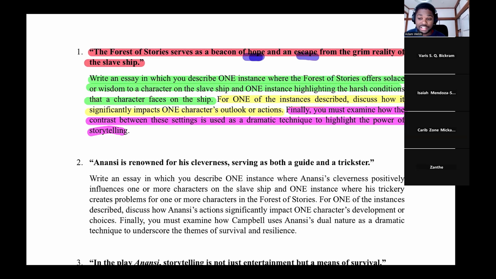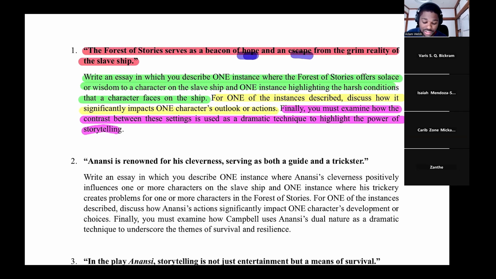And so when you're planning the points for your essay, you're going to plan based on these 3 sections here, 1, 2, 3, right? You're going to write an essay in which you describe one instance in the forest of stories where one instance offers solace or wisdom to a character on the ship. So in your planning, you need to single out one instance there, and also another instance highlighting the harsh conditions that a character faces on the ship. So plan out those 2 instances, and then you're going to choose one of the 2 and talk about how a character's outlook or actions would have been impacted.